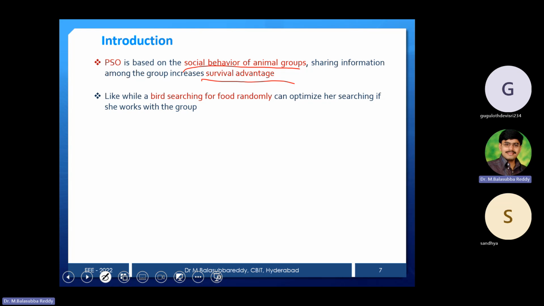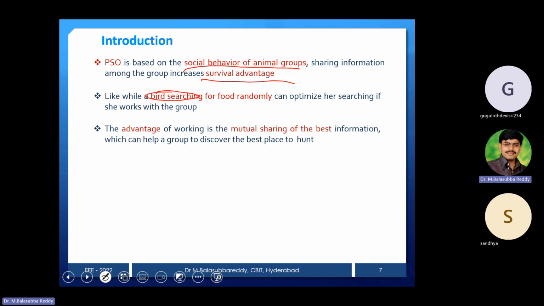Not only animals, a bird searching for food randomly can optimize its search if it works with the group. It is easy once they are a group. What we can do is the searching process with exchanging information, which is the best way. The advantage of mutual sharing of the best information is that it helps the group discover the best place to hunt or to identify the food source.